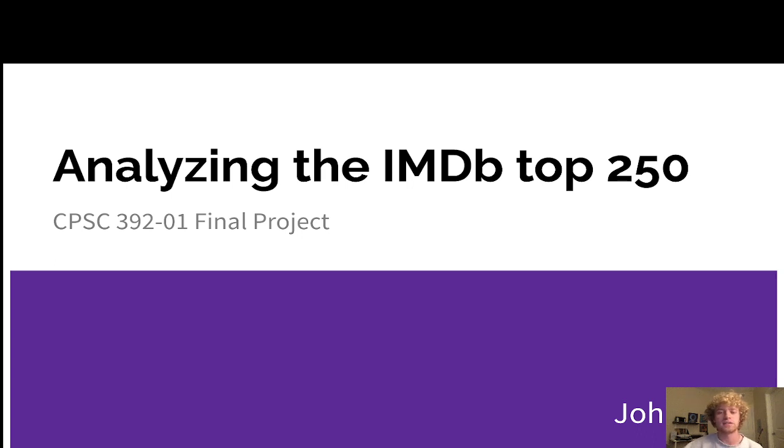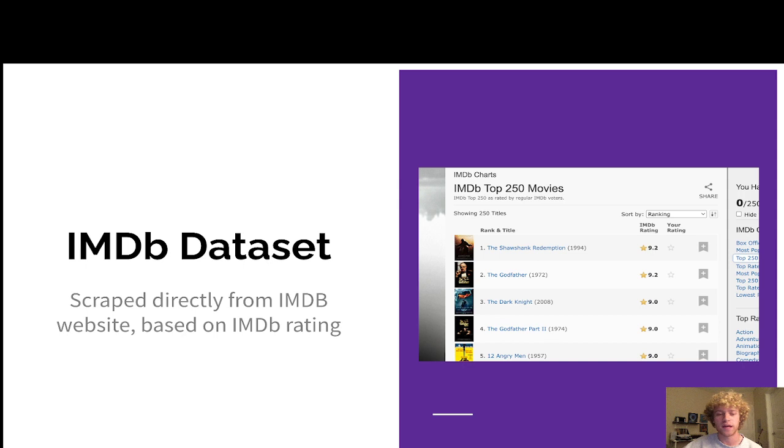I chose to create a data set that analyzed and broke down the top 250 movies from the IMDb website. So to start, I directly scraped the data from the IMDb website, which was based on the rating. As you can see on the right, there's the top 250 with the top 5 right here, with The Shawshank Redemption as number 1 at a rating of 9.2.